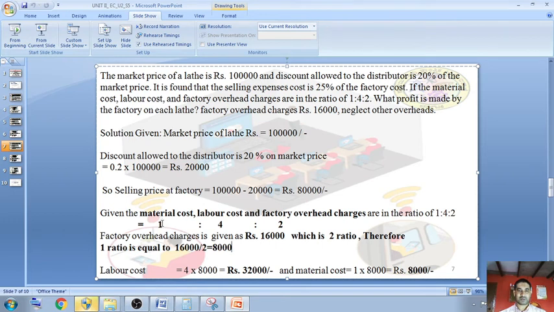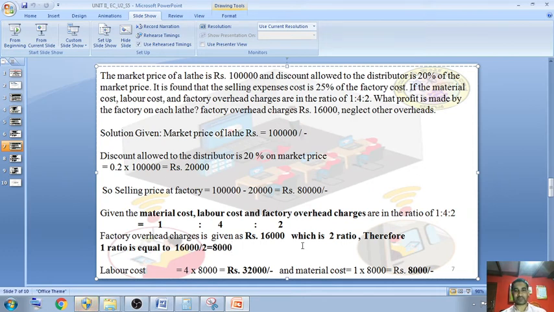The material cost is 1 ratio. That means the material cost is 8,000 into 1, that is 8,000. And the labor cost is 4 ratio. The 1 ratio we got as 8,000. 4 times the 8,000 will become 32,000. So 32,000 is the labor cost. So you have to calculate very carefully. You need to calculate the 1 ratio, and for the remaining things you have to multiply whatever the ratio is.